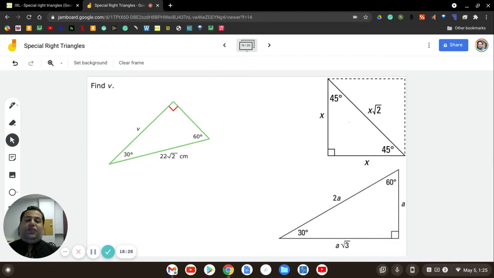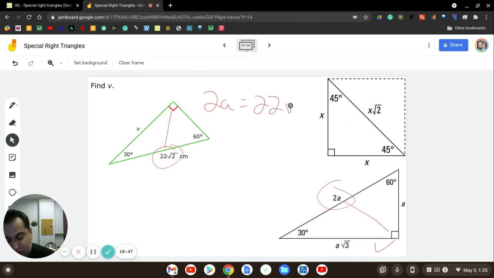In this problem, I have a 30, 60, 90 triangle, so I'm dealing with this sample right here. I know that across from the 90-degree angle, I have 22 square root of 2. Across from the 90-degree angle, I have 2a. So I know that 2a is equal to 22 square root of 2. Divide both sides by 2. Cross off what they have in common. 22 divided by 2 is 11. So I know that a is equal to 11 square root of 2.